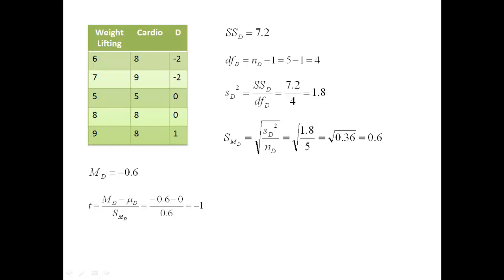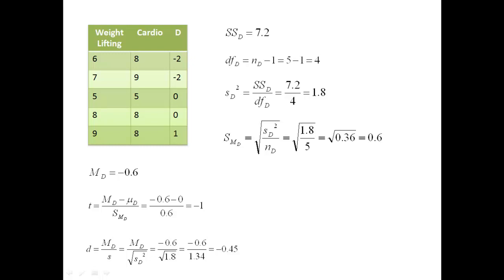Any difference greater than 0 is going to be relevant, and you can always put a 0 for that mu sub D. And when you do that, you come to a t formula of negative 0.6 over 0.6, and the t equals -1. And now we can calculate the effect size, Cohen's d, and that equals -0.45.